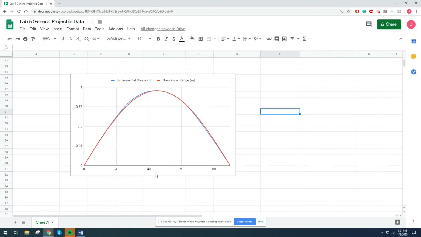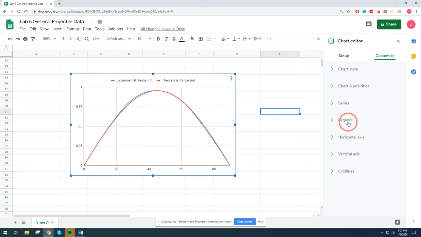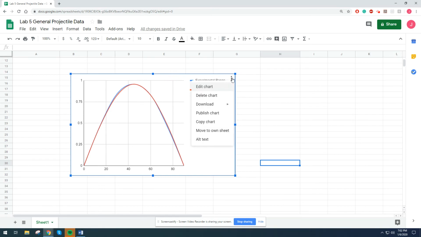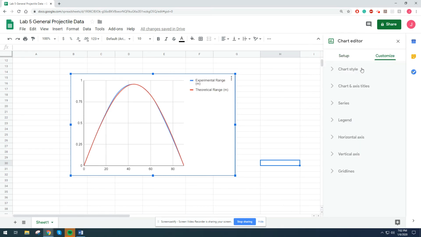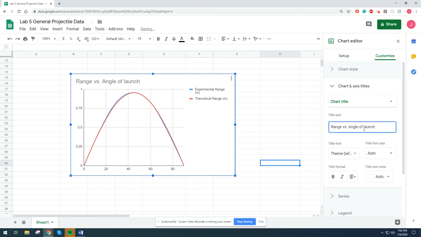And of course, you need to title your stuff. You need to put an axis title. I would actually even change where the label is, like the legend. I'd move it to the right side. Because if you put it on top, it looks like it's the title. So you need to also customize it and add the title and all that kind of stuff, right? We've done this before. Chart titles and axes. Name this maybe range versus angle of launch, right? Y versus X is always a good title. And then make sure you label your axes with its appropriate units and everything like that.